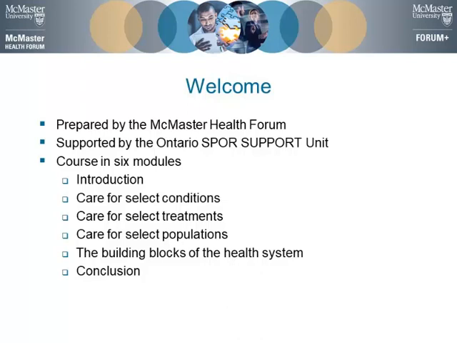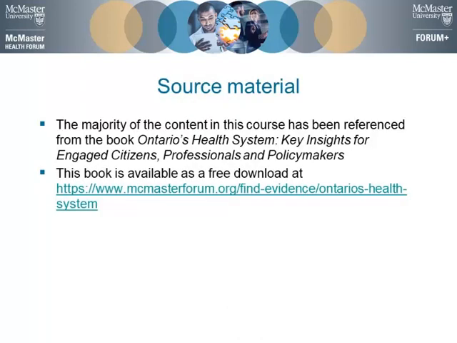There are 6 modules in the course: Introduction, Care for Select Conditions, Care for Select Treatments, Care for Select Populations, the building blocks of the health system, and conclusion. The majority of the content in this course has been referenced from the book Ontario's Health System: Key Insights for Engaged Citizens, Professionals, and Policymakers. The book is available as a free download at the URL provided below.